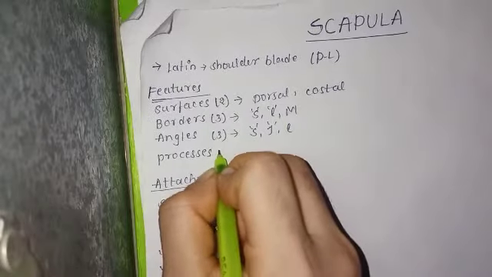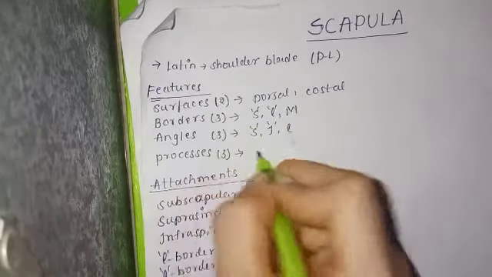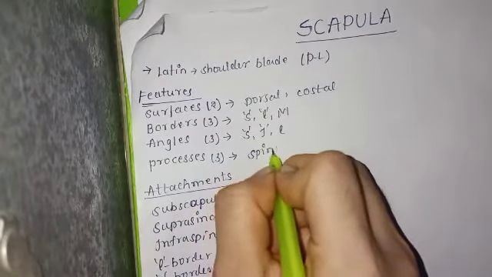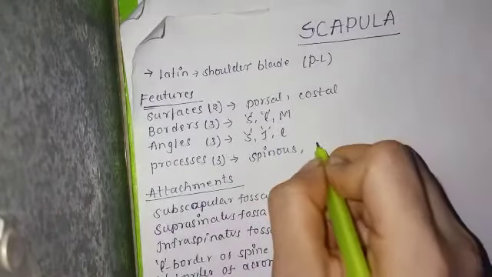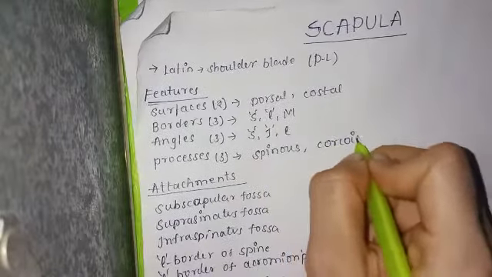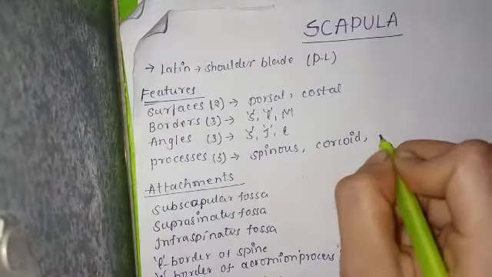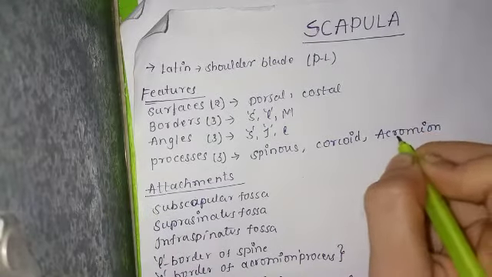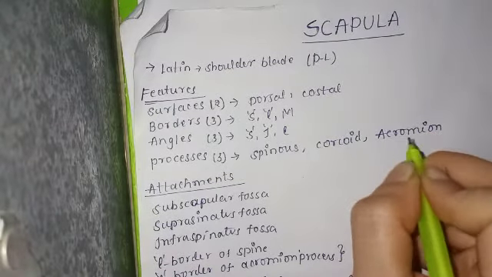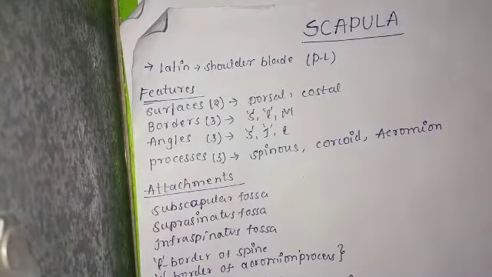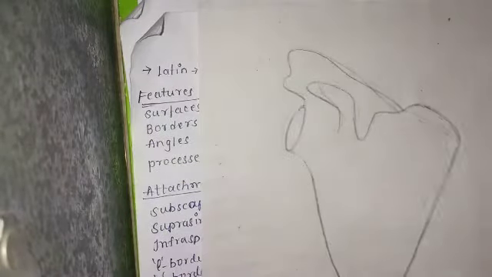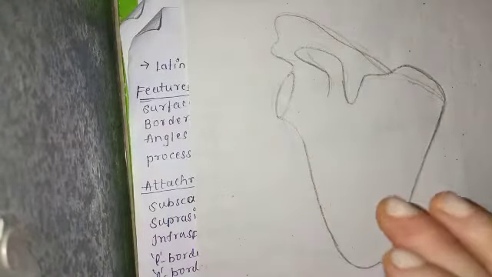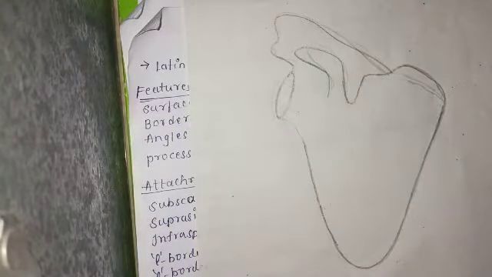Coming to processes, it has again three processes. What are those processes? Spinous process, coracoid process and acromion process. These are the three processes which are present in our scapula. Okay, this is our scapula bone.